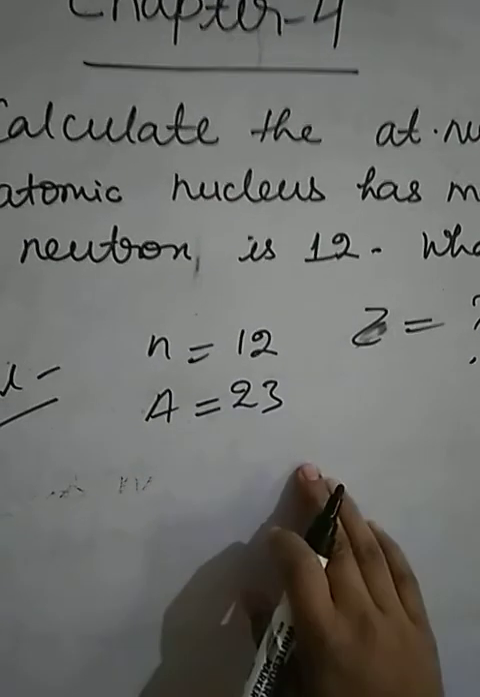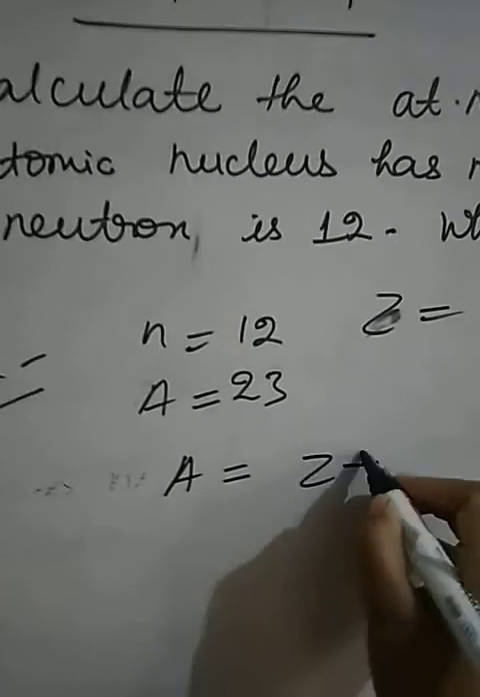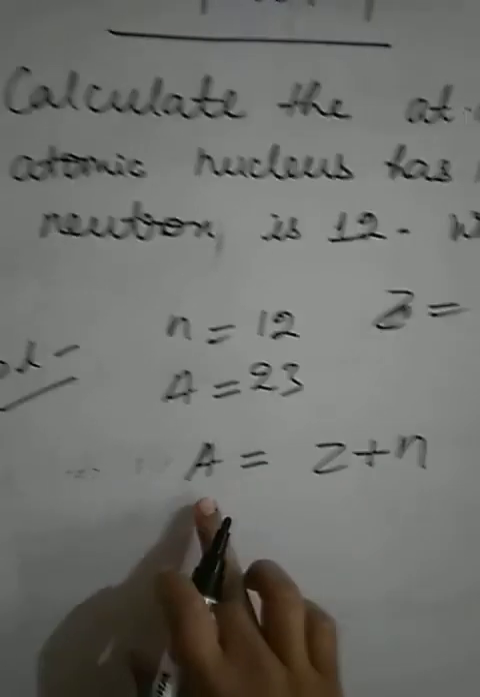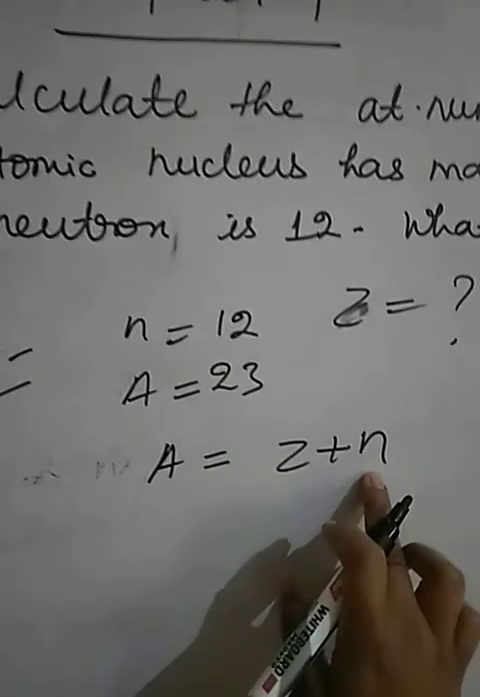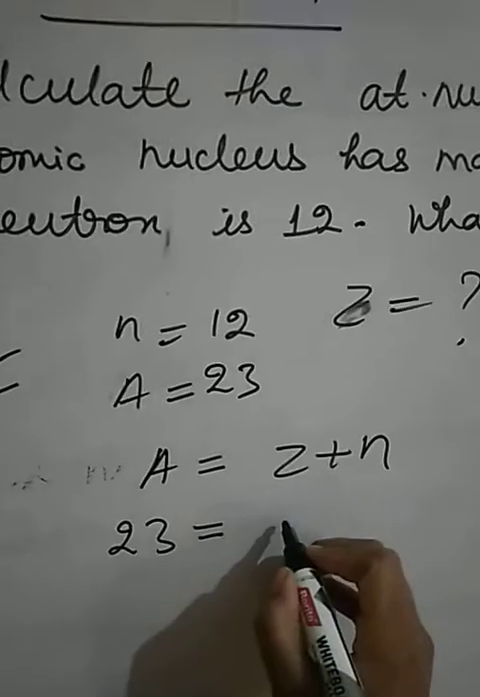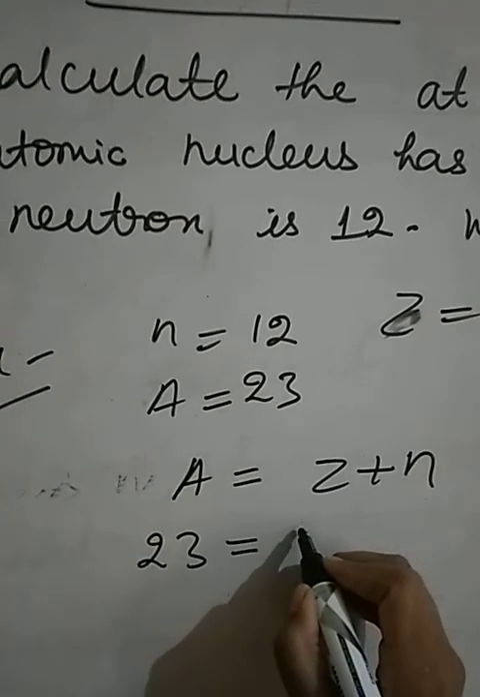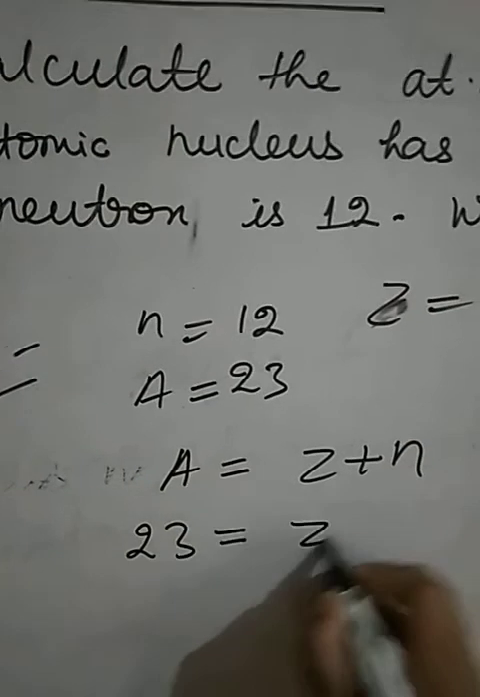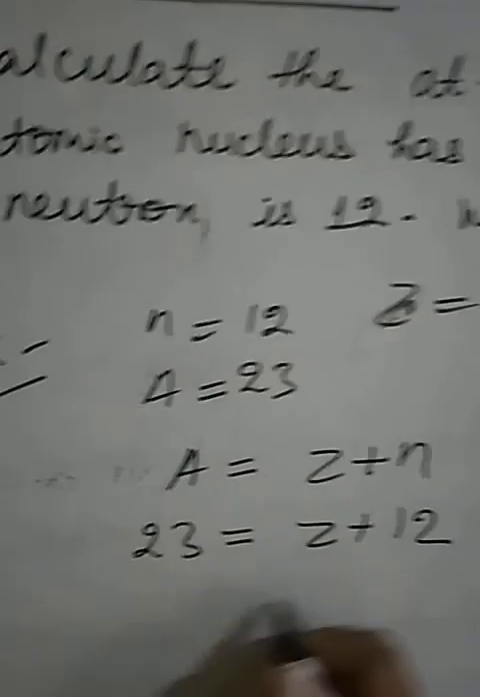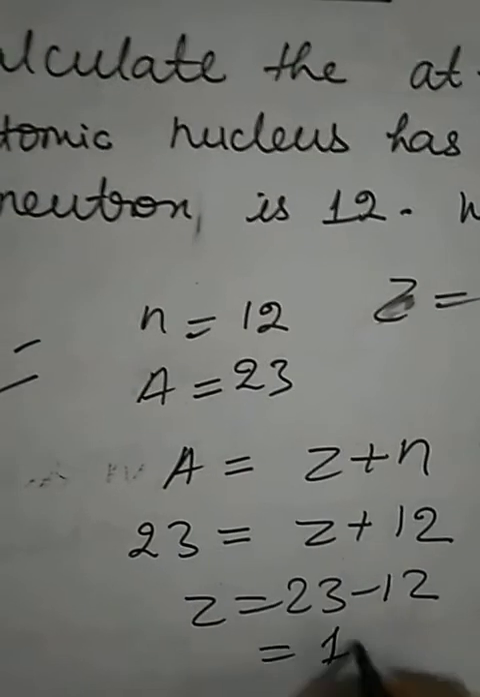So here we will use the relation that A is equal to Z plus N. That means atomic mass is equal to atomic number plus number of neutrons. Here atomic mass is given as 23. Atomic number is not given, you have to find it. So let it be Z, and number of neutrons is given as 12. It means Z is equal to 23 minus 12, which is equal to 11.